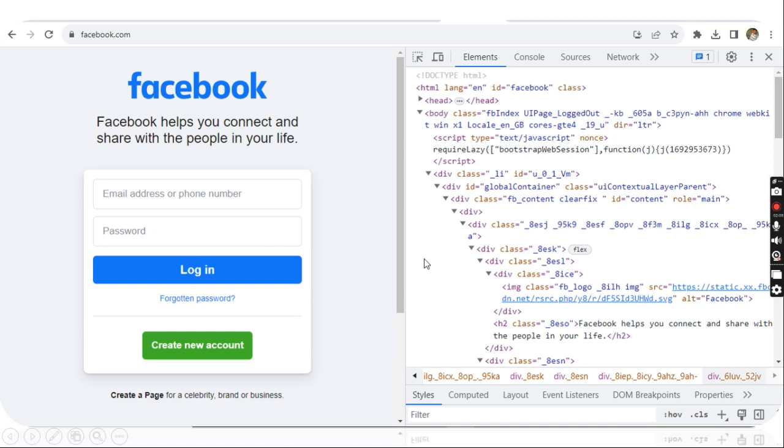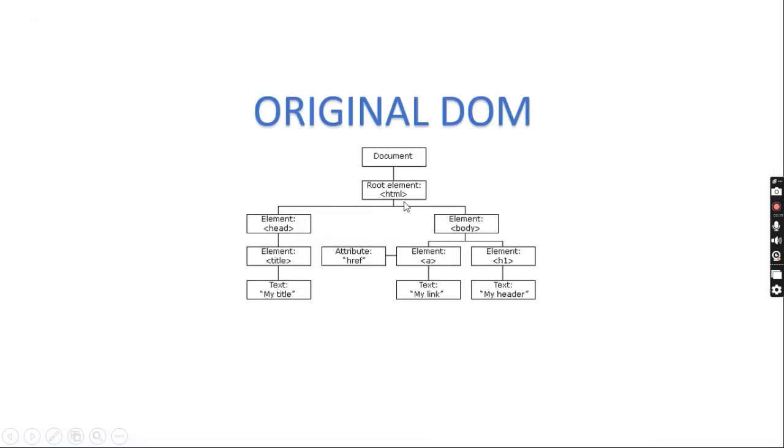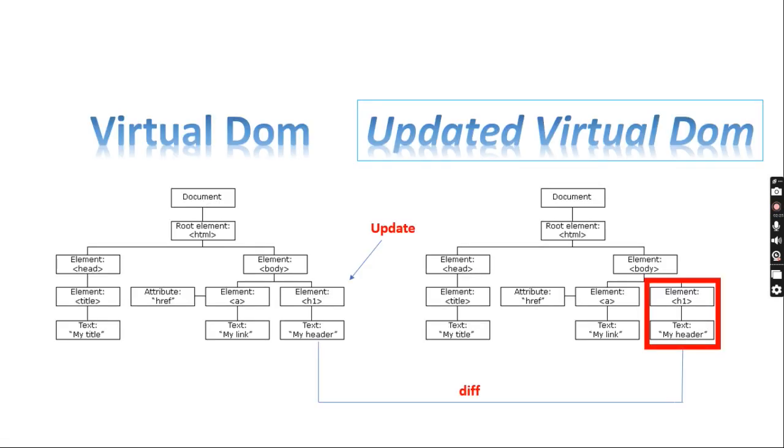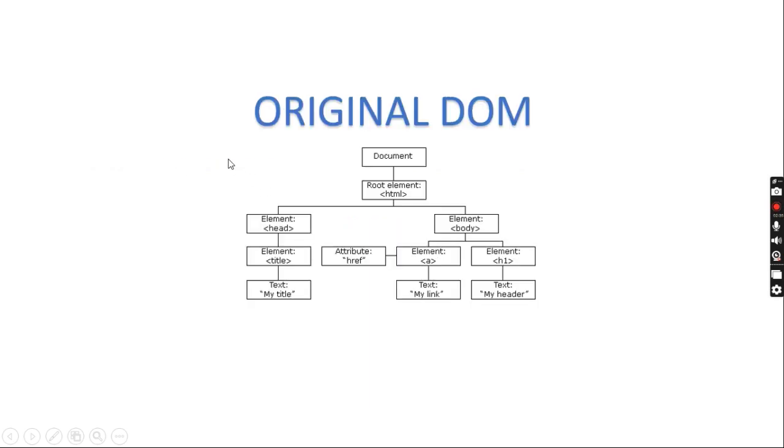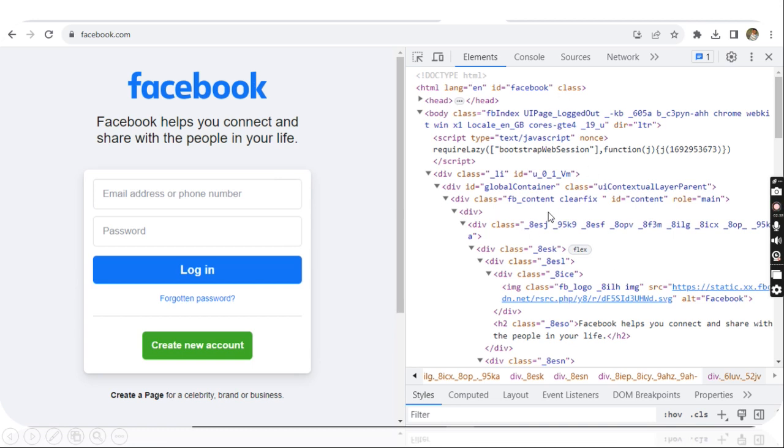So React creates the virtual DOM. Think this is the original DOM and it has an H1 element. In the H1 element, Facebook is there. So we need to update the H1 element. For that, React will create the virtual DOM. If we make any update or change the element, those changes will be reflected only in the virtual DOM, not in the original DOM.